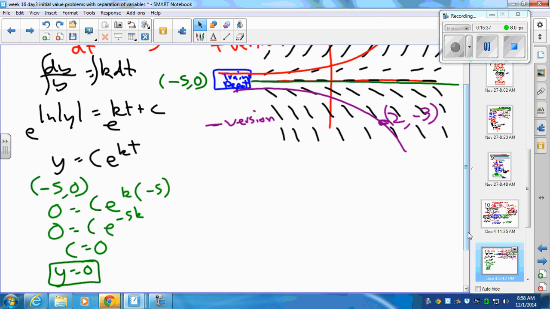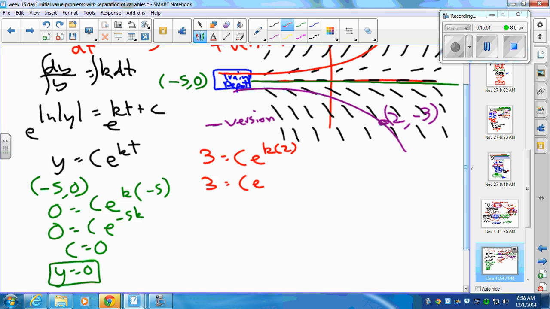If I decided to do (2, 3), I would get 3 equals Ce^(k·2), so 3 equals Ce^(2k). Now, I know I need another point when I do growth and decay problems. Normally that point is your initial value. But let me just ask you this: what is e^(2k) always? Positive. And if I have 3, which is positive, what does c have to be? A positive. So I know I haven't solved it all the way, but I know it's going to be a positive Ce^(2k).